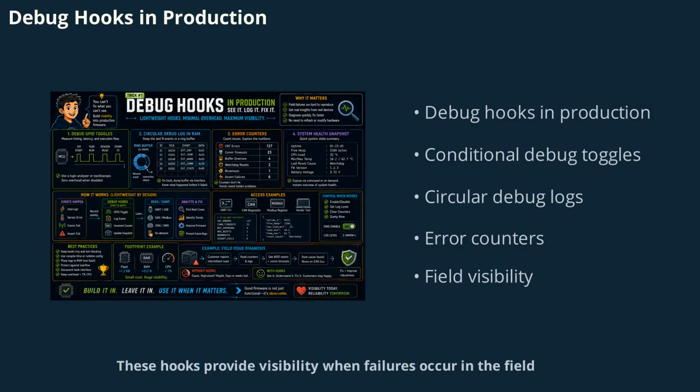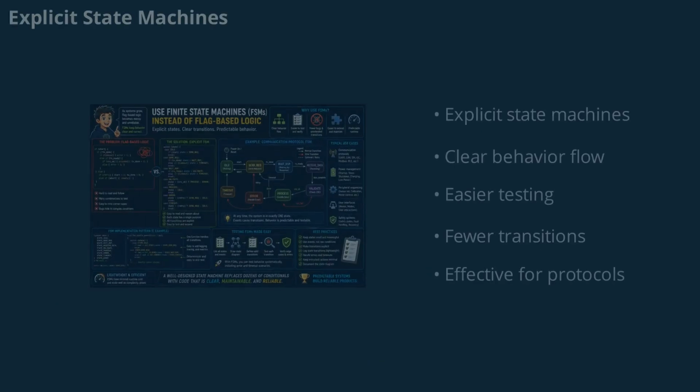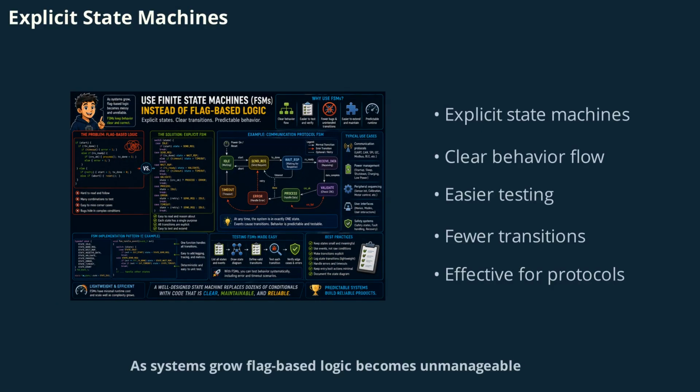These hooks provide visibility when failures occur in the field, without invasive changes or reflashing. Building debug hooks into production code ensures you can diagnose issues quickly and efficiently. As systems grow, flag-based logic becomes unmanageable. Model behavior using explicit finite state machines, FSMs.